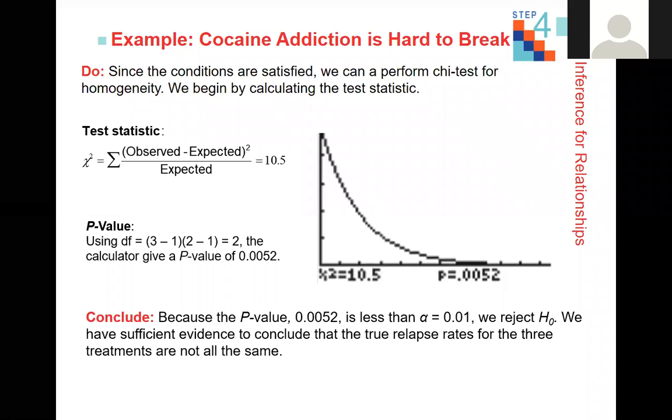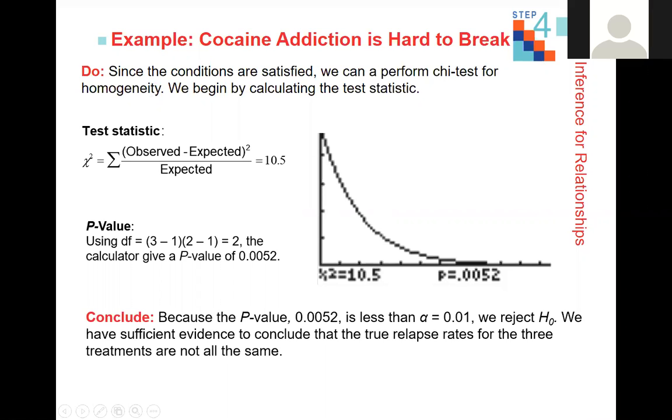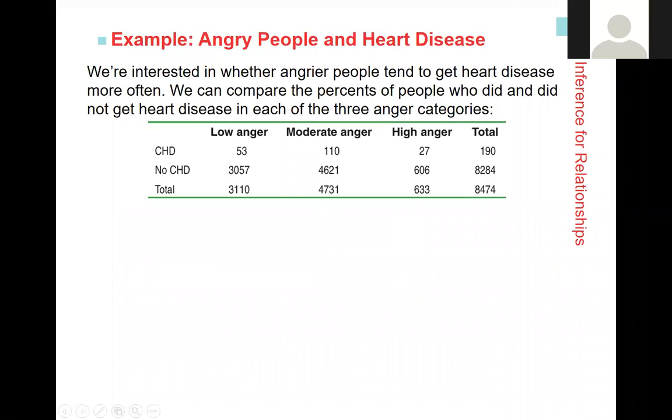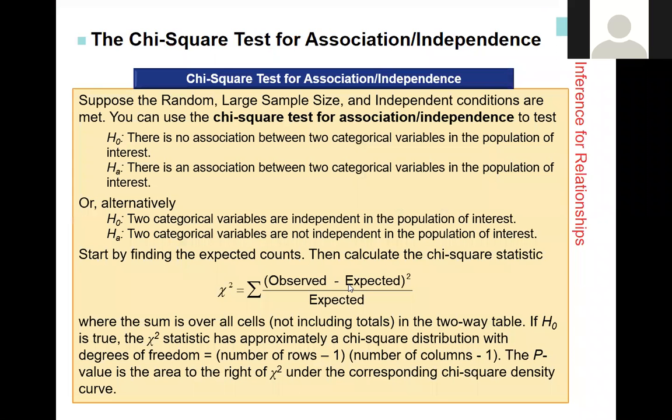All right, I want to introduce the next type of chi-square test out of these notes, and then we're going to look at some free responses with them. So let's start, let's see, wrong slide. No, I don't need these. Here we go. Chi-square test for association and independence is what we are looking at here.